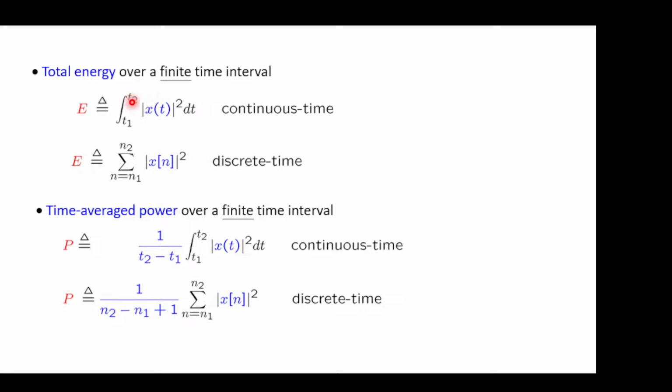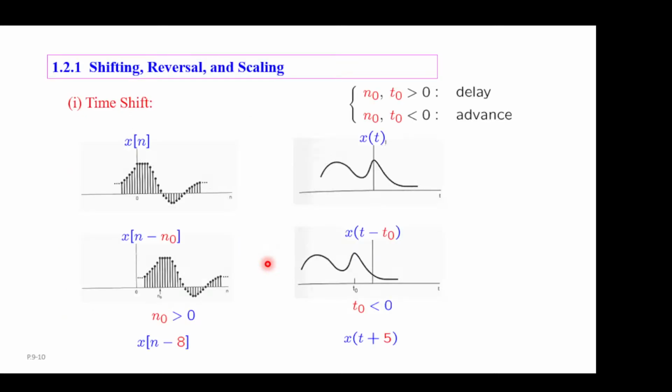So energy is just this integral or summation of power at each time. So energy over some period is this integral of signal absolute value square or summation of signal absolute value square. And then average power is just the energy divided by the time interval. So this is pretty clear.